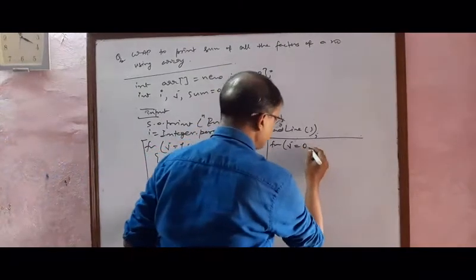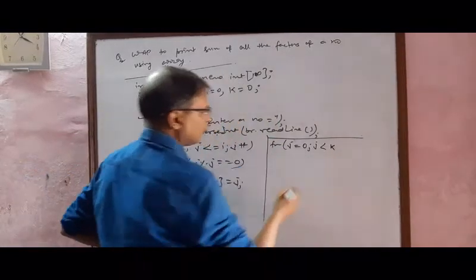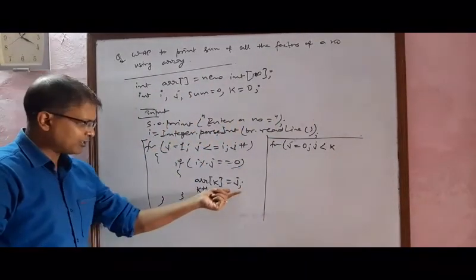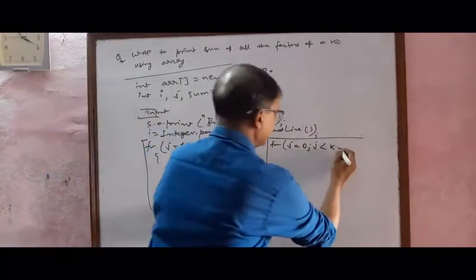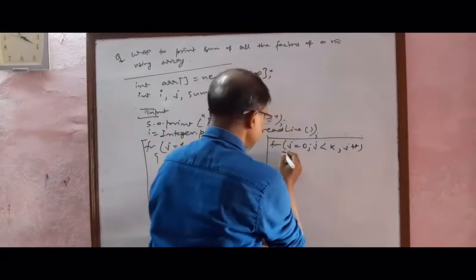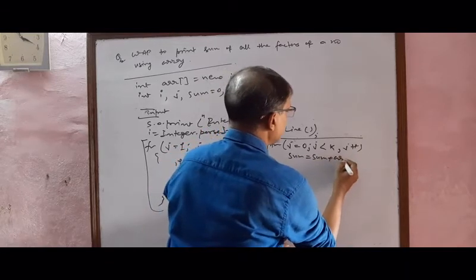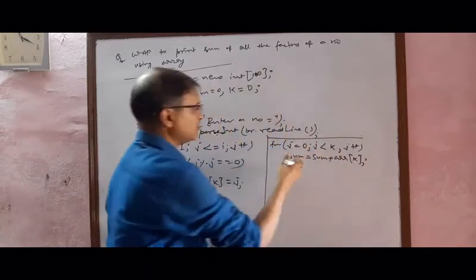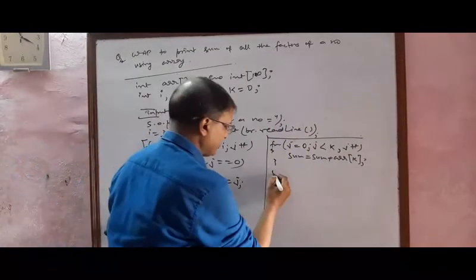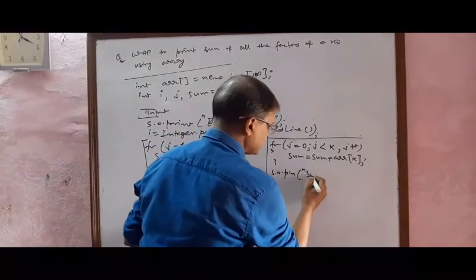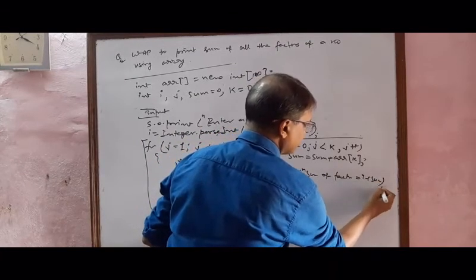So j equal to 0 and j less than k. While j less than k, because after storing the last factor, the value of k will be incremented, that's why less than k, and then j plus plus. Find the sum equal to sum plus arr[j]. After completion of this loop, you will get the sum of all the factors. Now print the value, System.out.println sum of factors equal to plus sum.